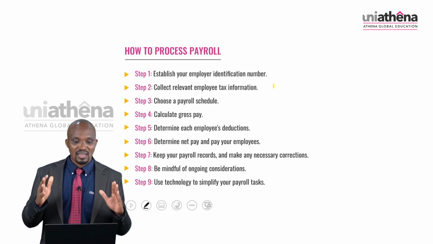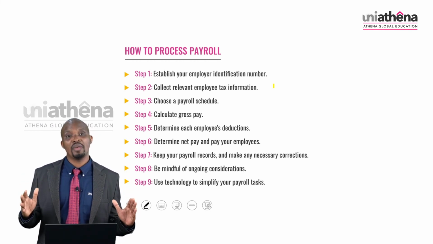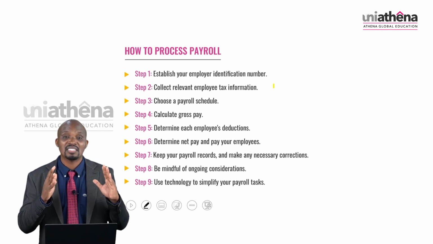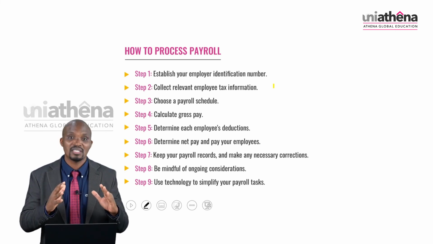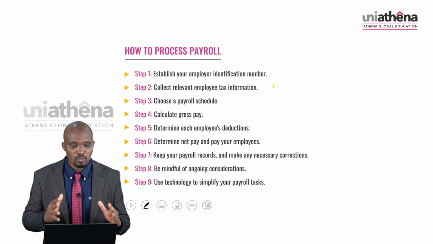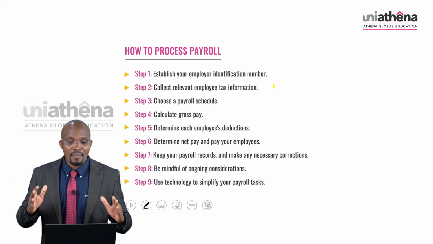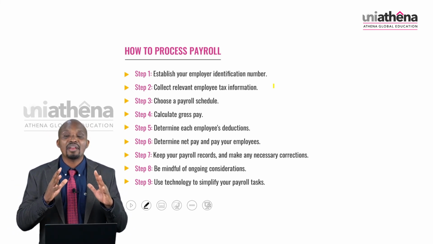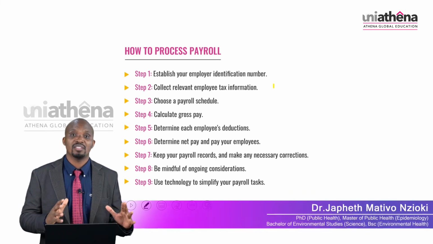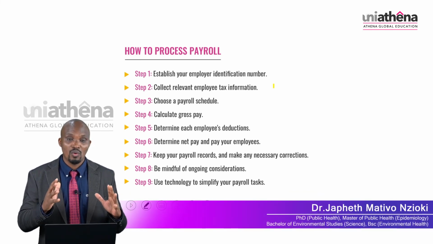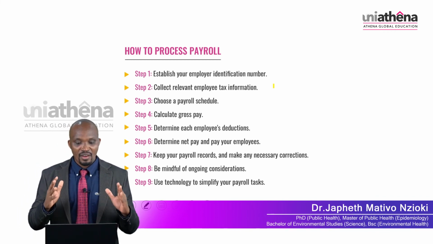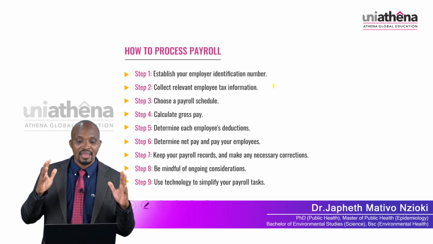Then after that, the sixth step is to determine the net pay, or the money that is supposed to go to the employee's account. That is the net pay. That is gross minus all deductions. The seventh step is to keep the payroll record. Ensure that you keep the record very well, so that you always have a point of reference, you are accountable, and you can always identify the amount of money that you have paid to a particular employee. Then you have to be mindful of any errors.